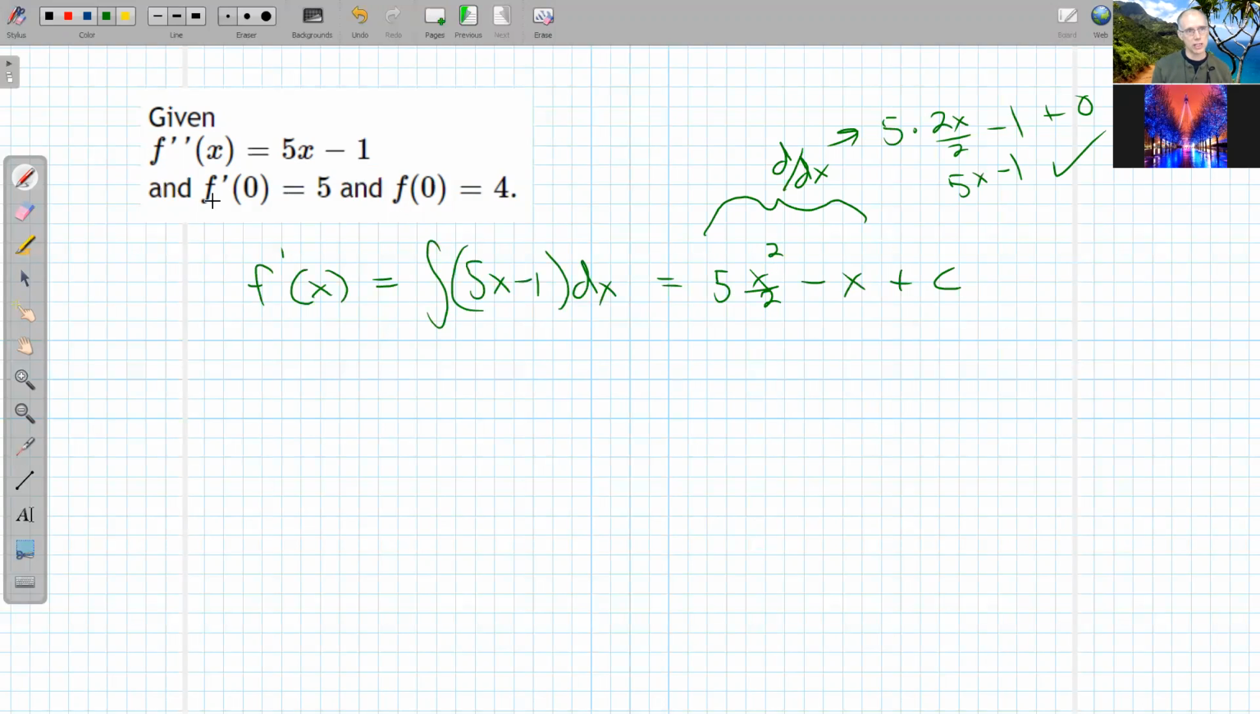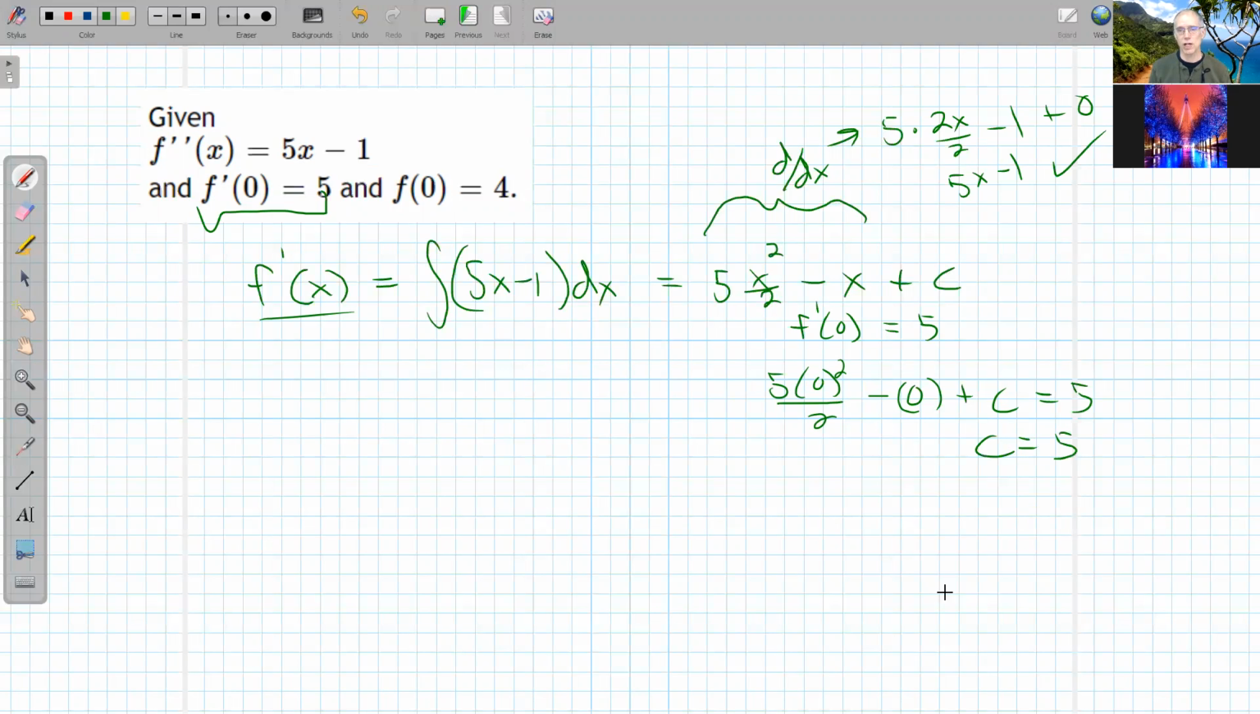Now to figure out what the c is here, they give me this information here that f prime of 0 is 5. So if I apply that f prime of 0, which is what I calculated here, f prime, is 5, then I get 5 times 0 squared over 2 minus 0 plus c is equal to 5. So in this case, c is 5. All right, so now I know f prime of x. So I can definitively say f prime of x is equal to 5 halves x squared minus x plus 5.